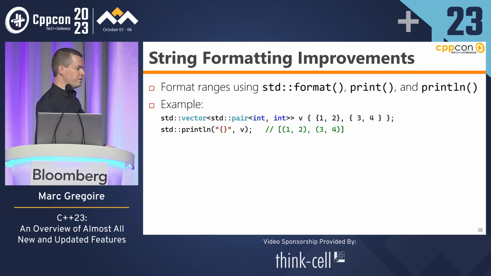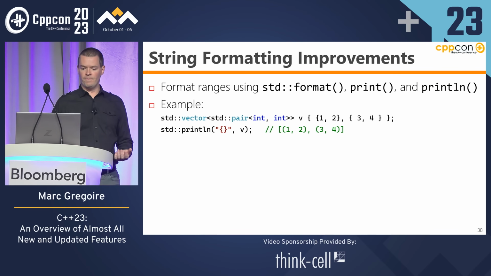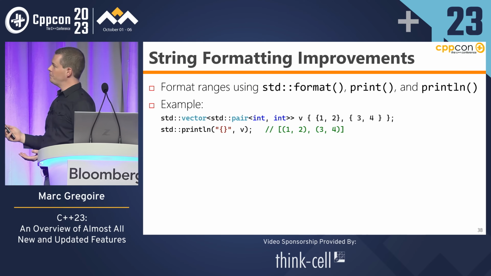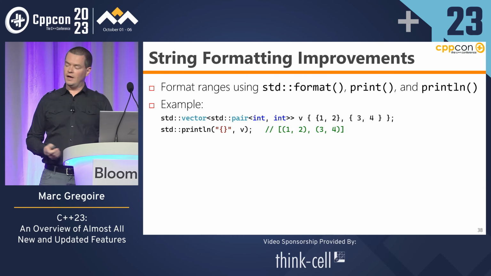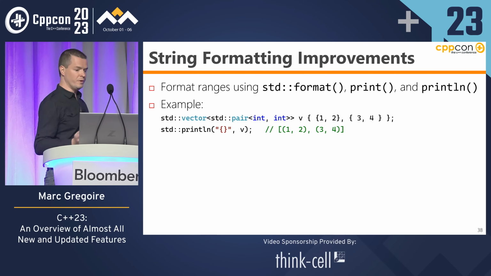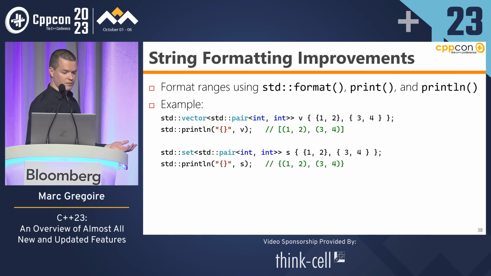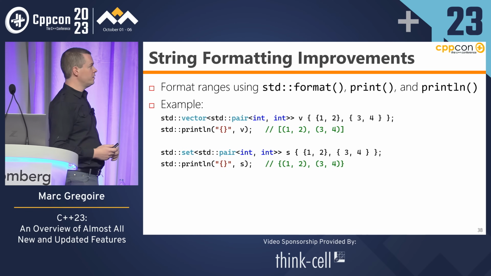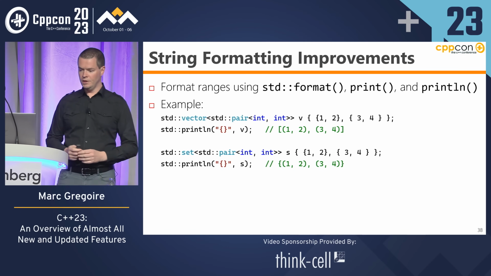So C++23 also allows us to easily format ranges. So I have a vector of pairs of integers here, and I can just pass this to print or println or format. And the output will be, as you can see in the comments. So I don't need any looping anymore. It's all handled for you. Same with set. I have a set of pairs of integers here. I can also just print it to standard output. You see the output is slightly different. I have curly braces instead of square brackets.